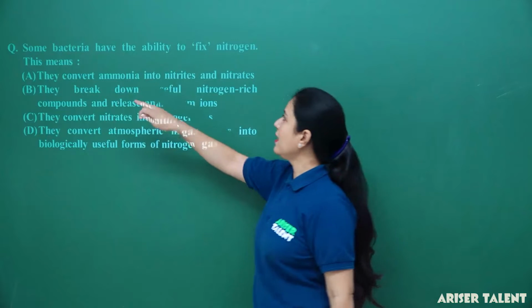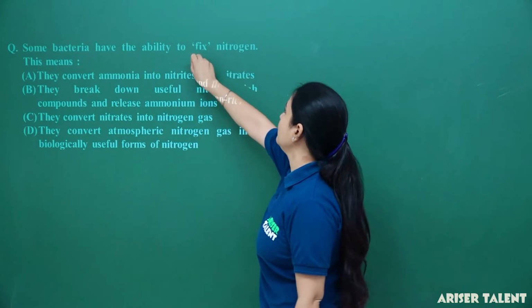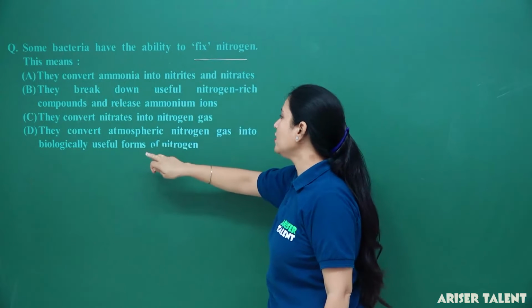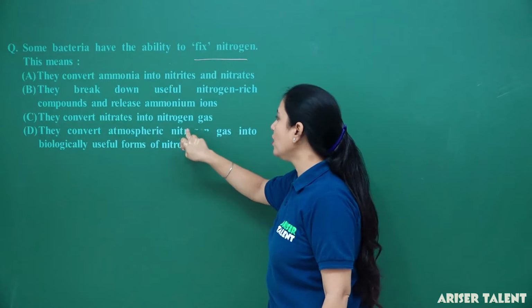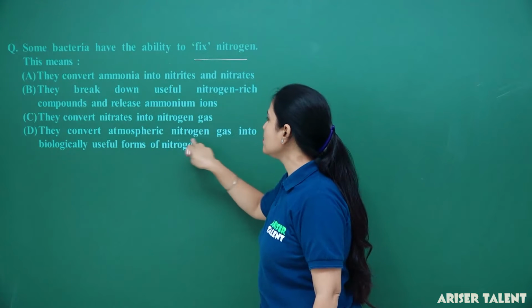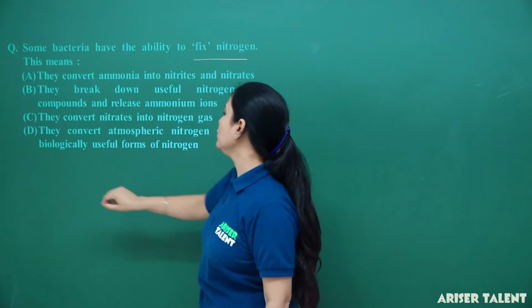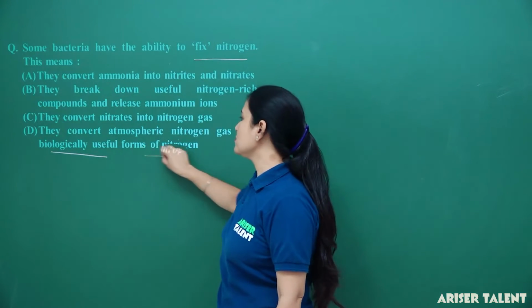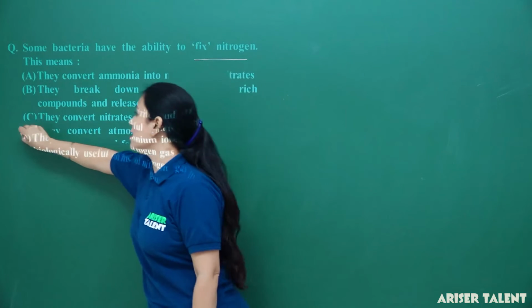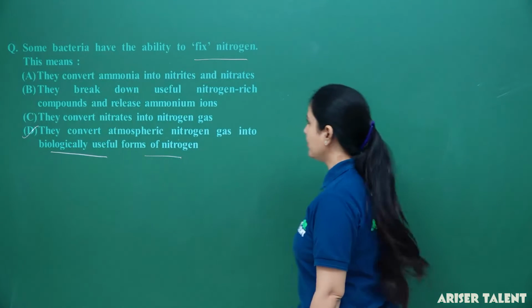So, some bacteria have the ability to fix nitrogen. The correct option is that they convert the nitrogen which is present in the atmosphere, known as atmospheric nitrogen, into biologically useful forms of nitrogen. Thus, they can fix the nitrogen. So, option D is the correct answer for the given statement.